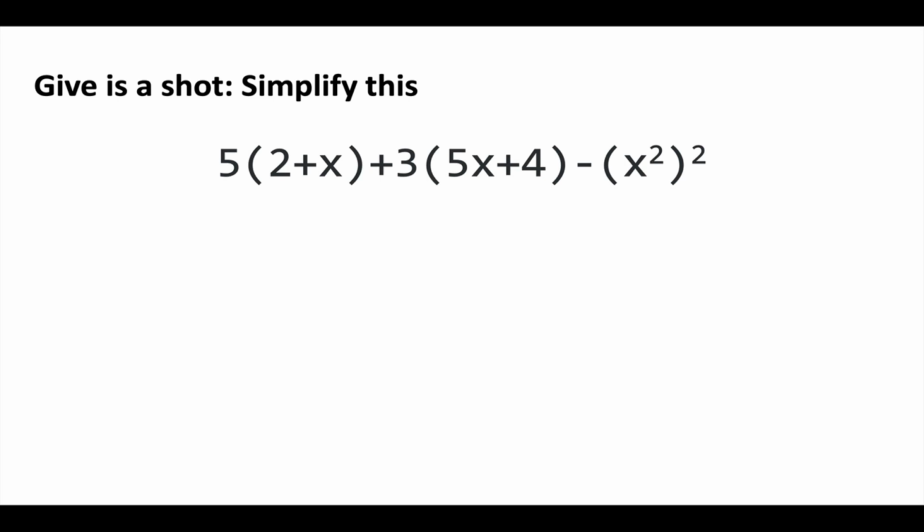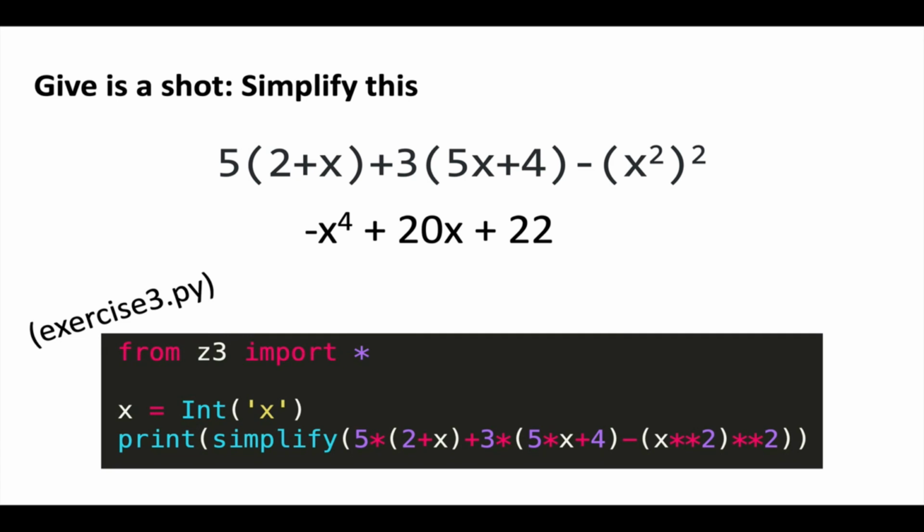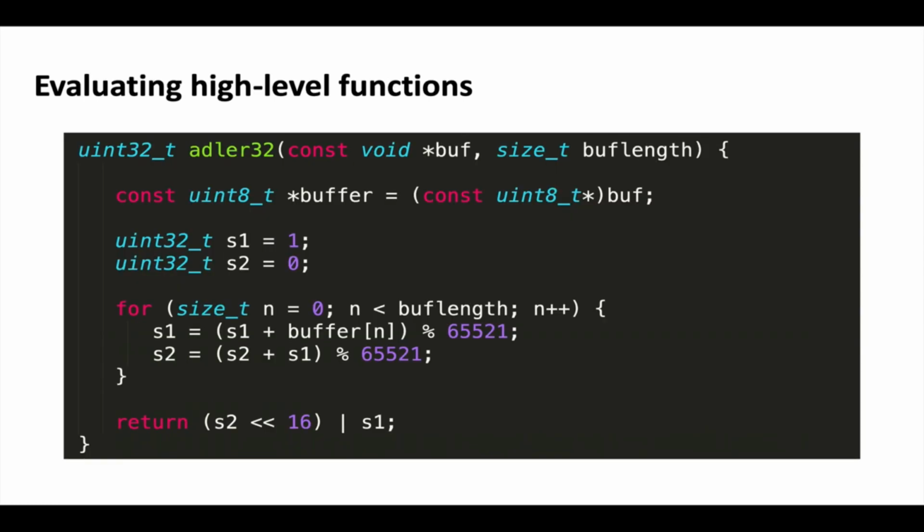All right, so this is simplified with Z3 using this method. Essentially, it's the same exact thing, but since we only have one variable, we just use Int instead of Ints to declare x as a variable. Then we pass the entire formula into the simplify function, which will produce minus x to the 4th plus 20x plus 22 as our simplified form, which is correct. Keep in mind that in Python, 2 asterisks represent the power and the caret represents XOR. So just be careful with that.